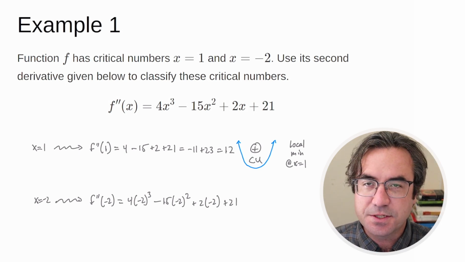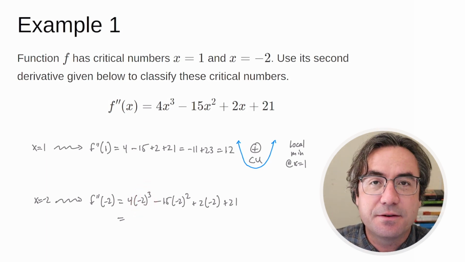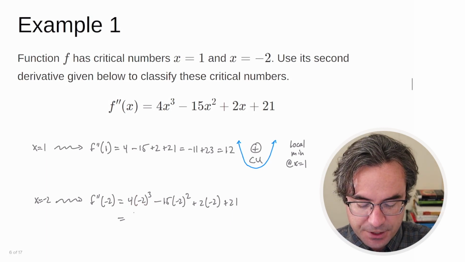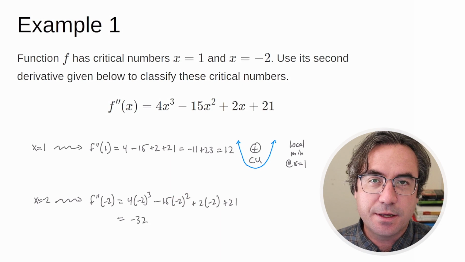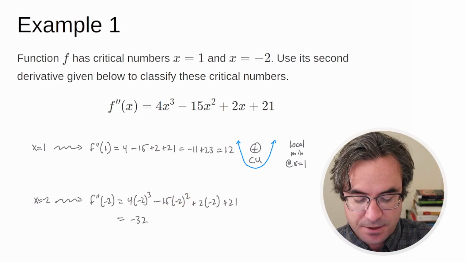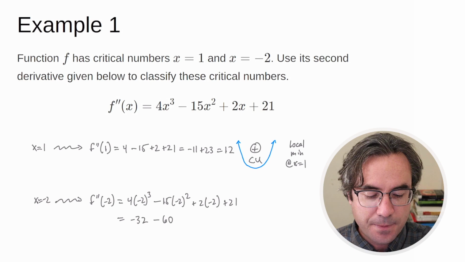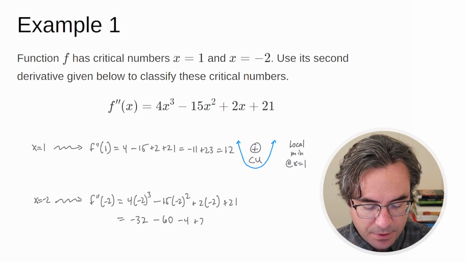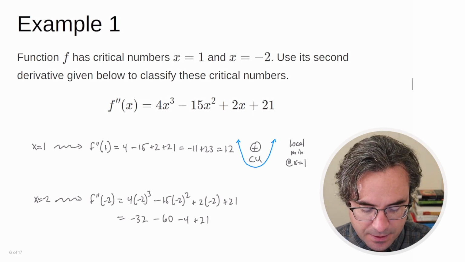Okay, so let's simplify each of these. For the -2 cubed, it's -2 times -2 times -2, so that's -8. And -8 times 4 is -32. Then -2 squared is positive 4, and positive 4 times -15 is -60. So things aren't looking too good yet. Looks like it's going to be negative. And then we've got 2 times -2, so another -4. And then plus 21. And already you can tell this value is going to be negative.